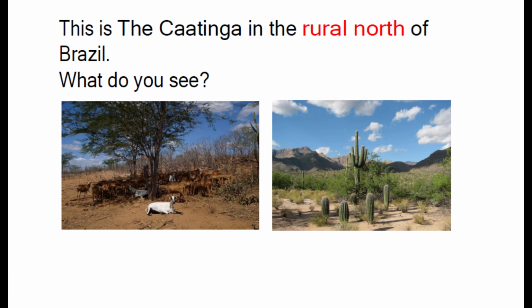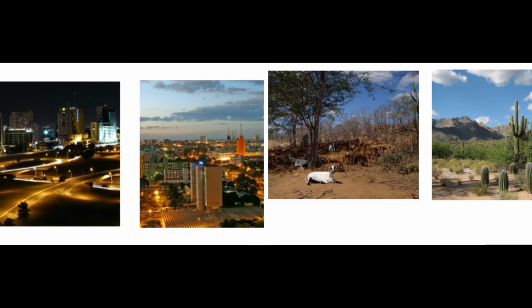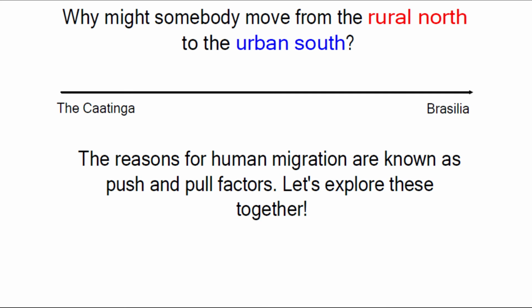This is the Caatinga in the rural north of Brazil. What do you see? What don't you see in these images? How are these two places different? How might this affect their populations? Why might somebody move from the rural north to the urban south?